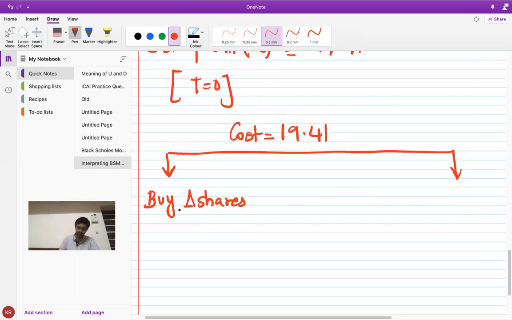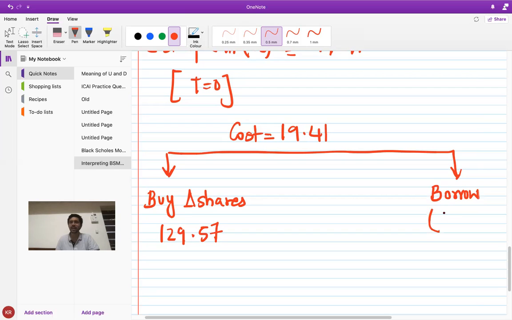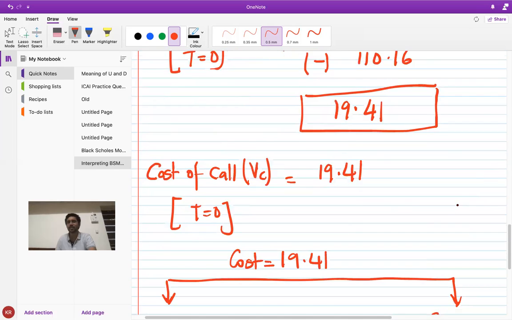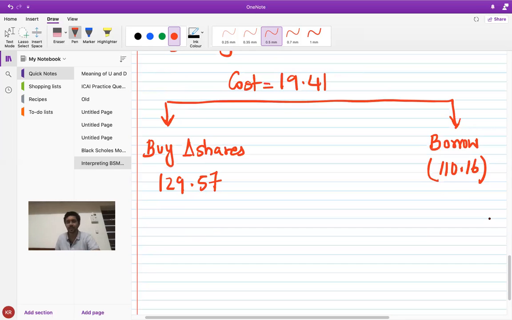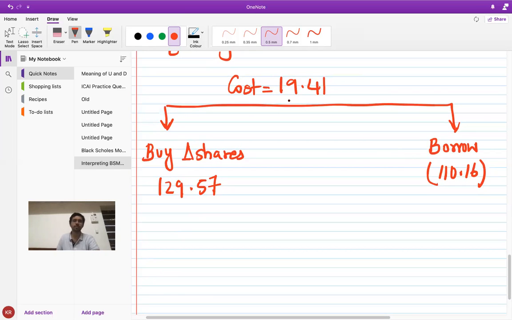I'm buying delta shares, which is 0.7622 into 170, which is 129.57. So the cost of buying delta shares is 129.57, and I am borrowing, where I'm receiving a cash inflow of 110.16. So the cost can be broken down into two components: buying delta shares and borrowing some amount Y of money, where Y is 110.16. This is how the cost of a call option can be broken down.